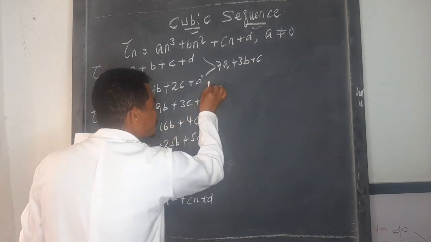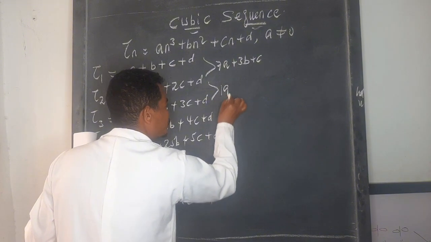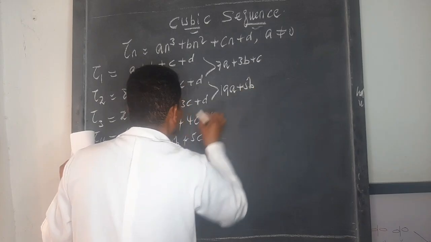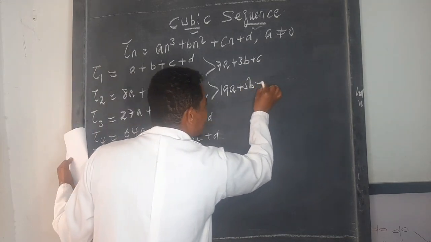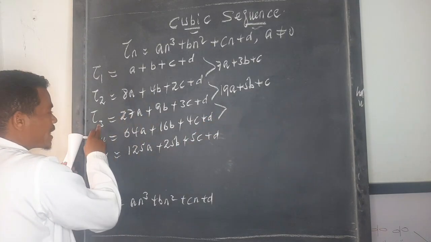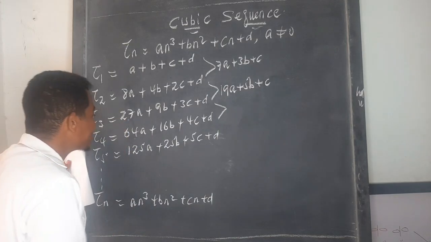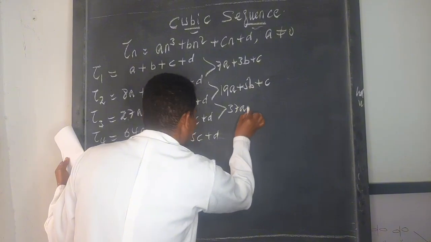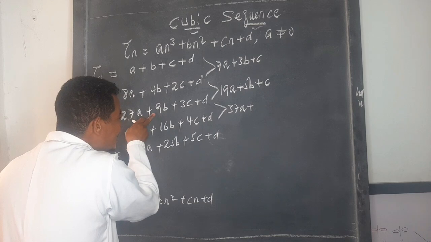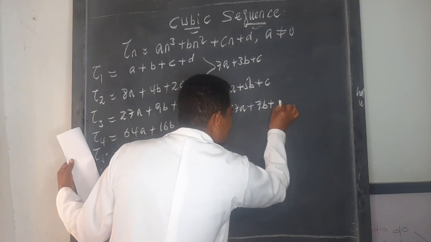t3 minus t2: 27a minus 8a is 19a, 9b minus 4b is 5b, 3c minus 2c is c, d minus d is 0. The next one is t4 minus t3: 64a minus 27a is 37a, 16b minus 9b is 7b, 4c minus 3c is c.